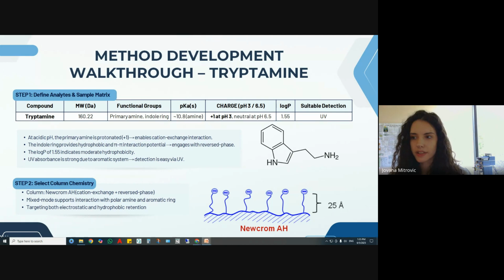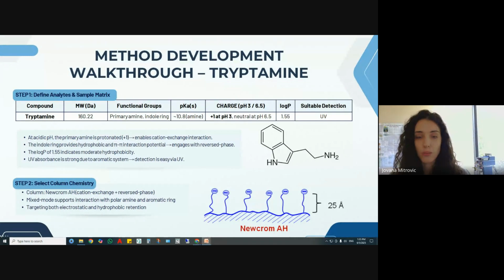Now that we covered the key steps in method development, let's put all of that into practice with some examples, such as tryptamine. This walkthrough will help connect the theory with what we actually do in the lab. So let's start with step one. Define the analyte and sample matrix.